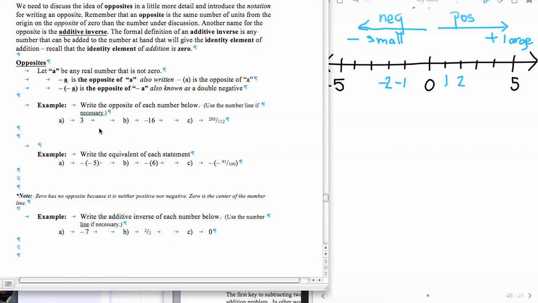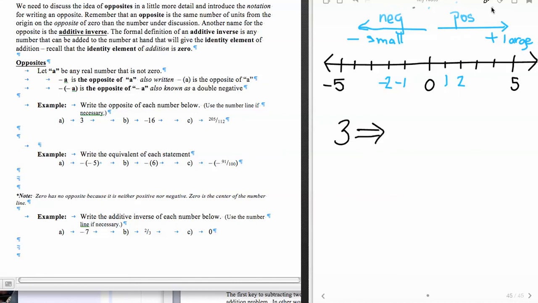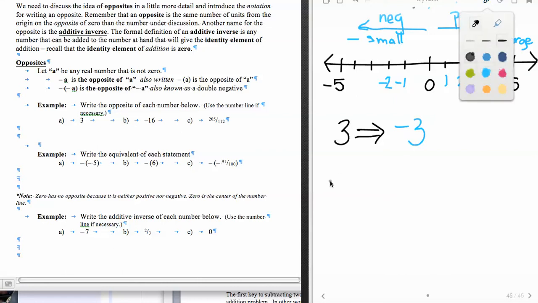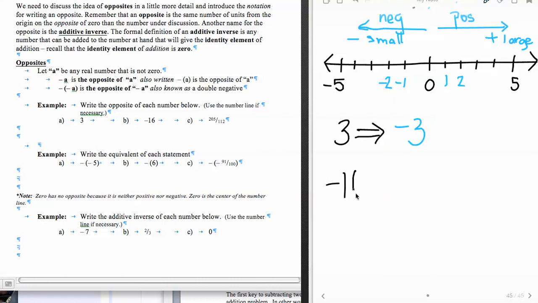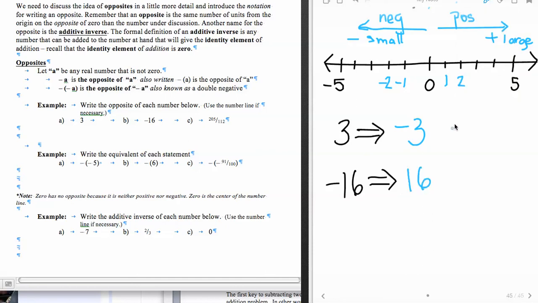So we're going to look at the opposite of each of the numbers below. If I want to write the opposite of 3, I say, okay, the opposite of 3 is going to give me a negative 3. And you notice I used the double-headed arrow again, not the equal sign, because they aren't equal. This is giving us this value. And the opposite of a negative 16 is going to be a positive 16, or just 16, because we often don't say the positive, right?